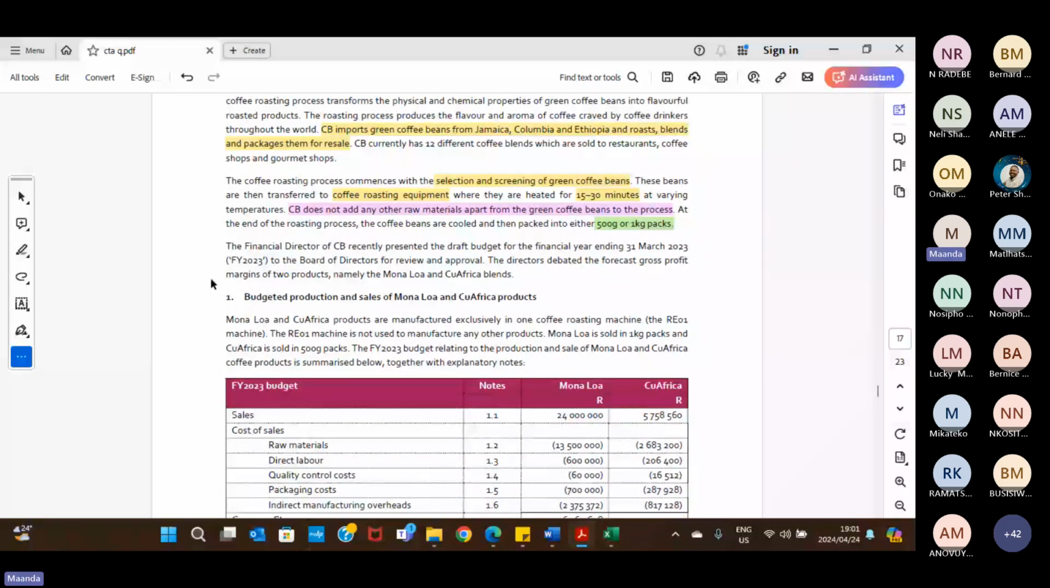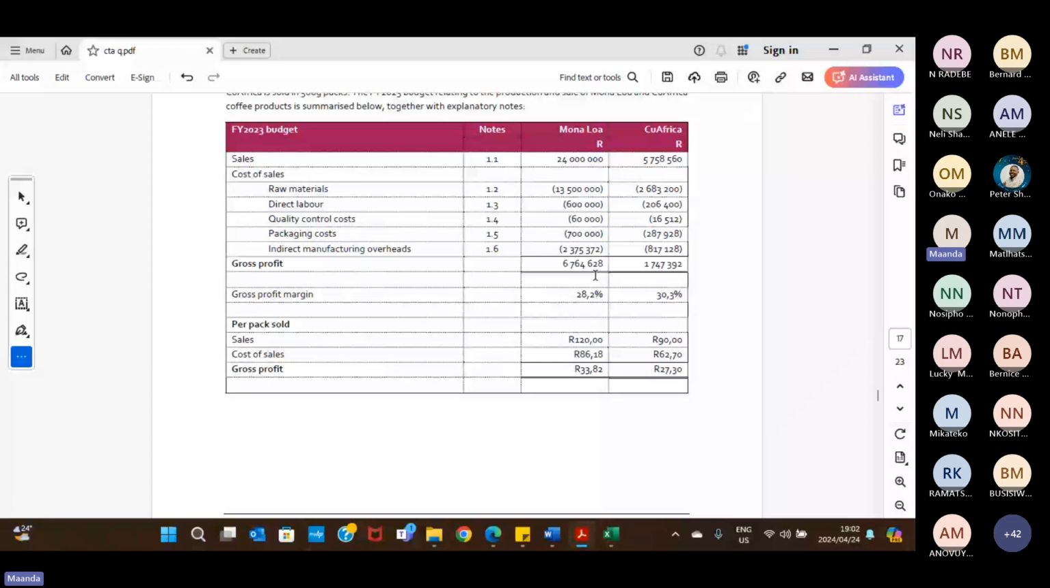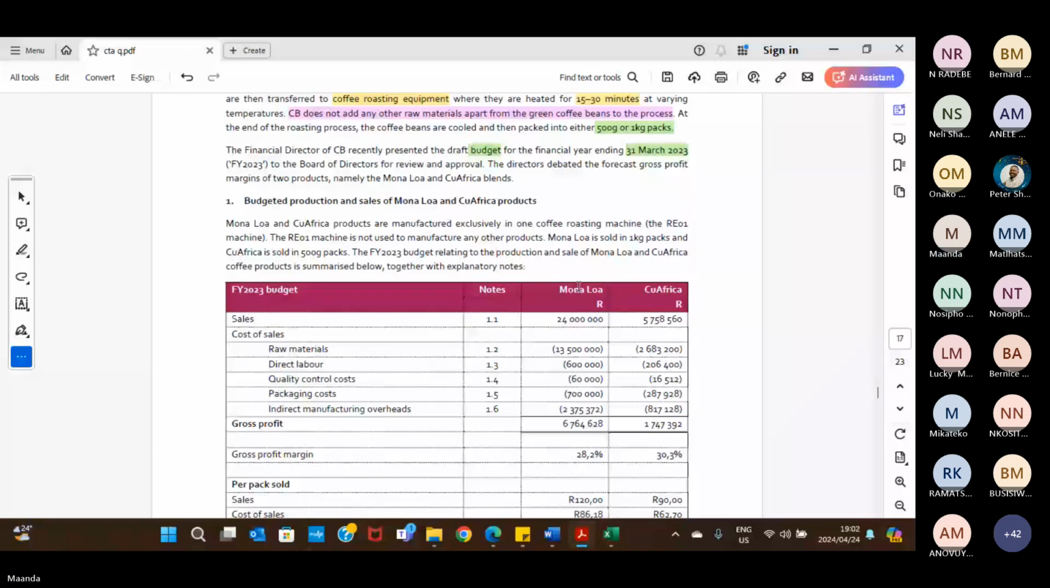Then the financial director of CB recently presented the draft budget for the financial year end 2023. So we have the budget, right? The budget has a profit. Again, that's what I was telling you. We have the profit from our budget, or the gross profit rather, and if something comes, it will impact on this profit. And the board has to review and approve.